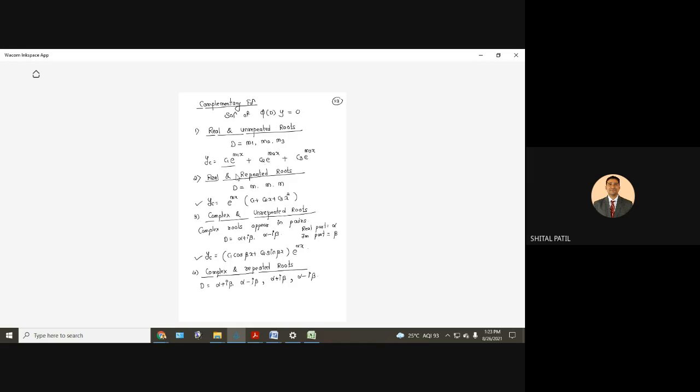2 roots will be there, 4 roots will be there, 8 roots will be there, 100 roots will be there. Okay, it is not possible that 13 complex roots are there. Absolutely wrong. Okay, 3 complex roots are there. Absolutely wrong. So what will be the y of c? See, like this.